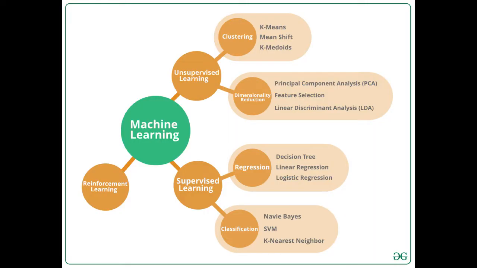Machine learning algorithms can be broadly categorized into three different categories, namely supervised learning, unsupervised learning, and reinforcement learning. Each of these categories is classified into different algorithms. Let us discuss some of them.